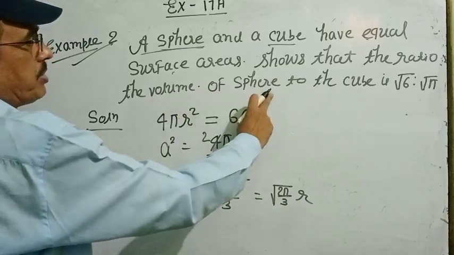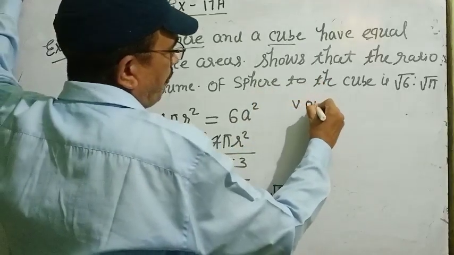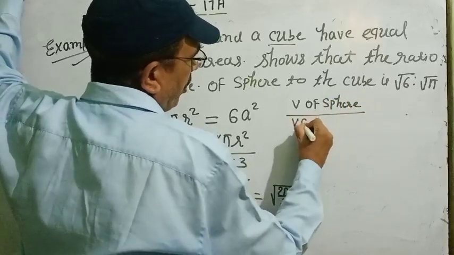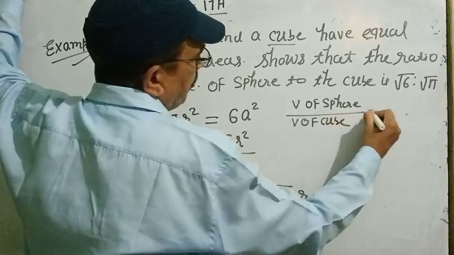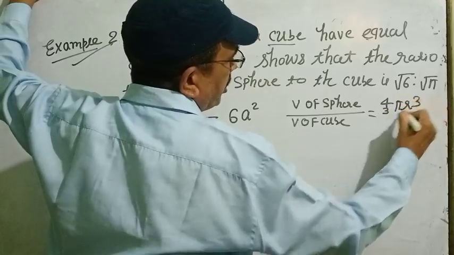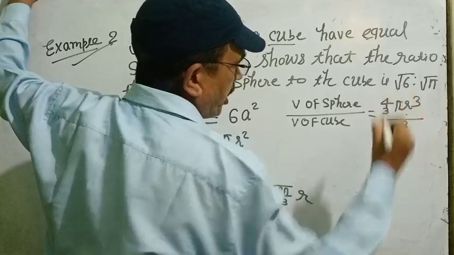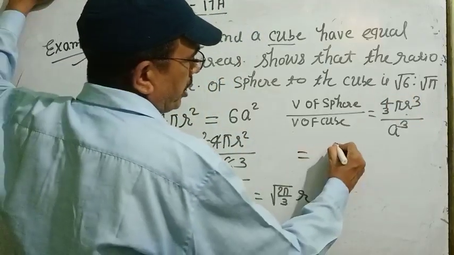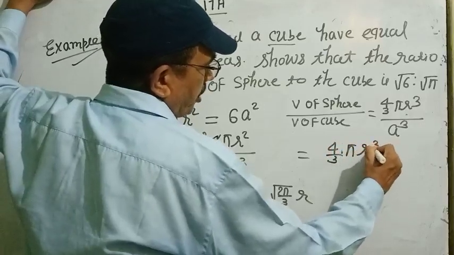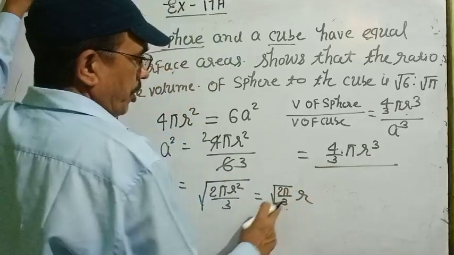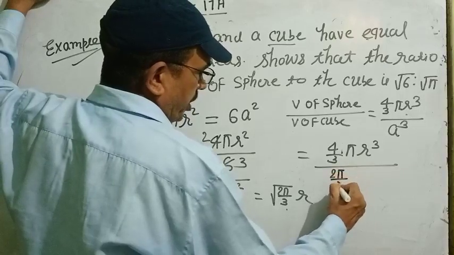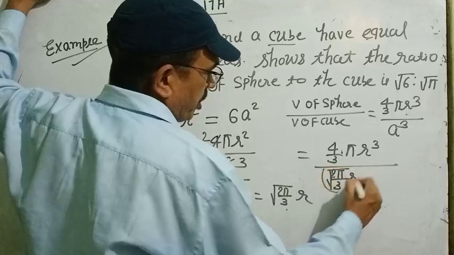Your question is, what is the ratio of the volume of a sphere to the volume of the cube? Its formula: volume of a sphere is 4 by 3 pi R cube, and volume of a cube is a cube. So now we write here 4 by 3 pi R cube, and for the cube, we write the square root of 2 pi by 3 times R, whole cubed.